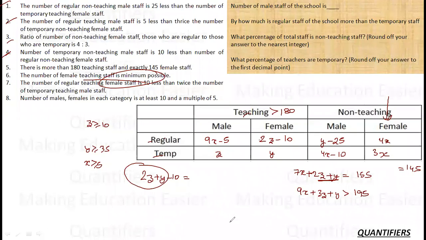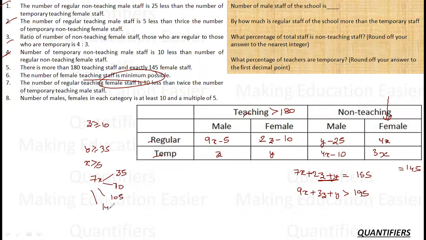I know that 2z plus y plus 7x is 155. So if I have to minimize this, I have to maximize 7x. What value can 7x take? x can take 5, so 7x will be 35. x can take 10, so 7x can be 70. x can take 15, 105. x can take 20, 140, and so on. These are the values it can take.